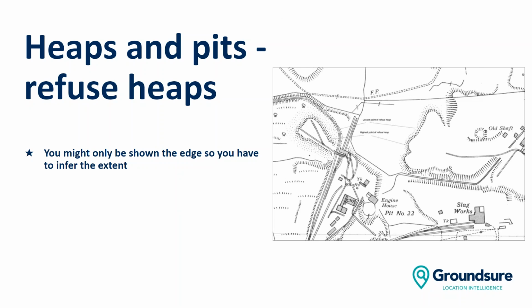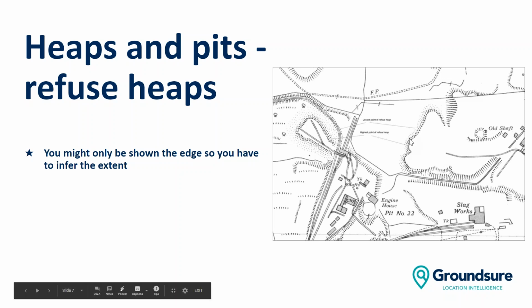Now, there are some quite distinguishing features of what tend to be slag heaps or refuse heaps, and these are usually represented as a sort of collection of small dots. Obviously, you can infer what these have been filled in with based on the surrounding land uses, such as evidenced here. But these are the dotted symbology that we're referring to.